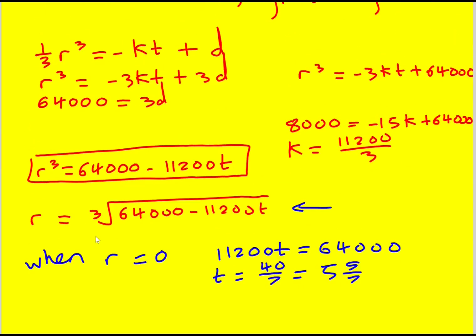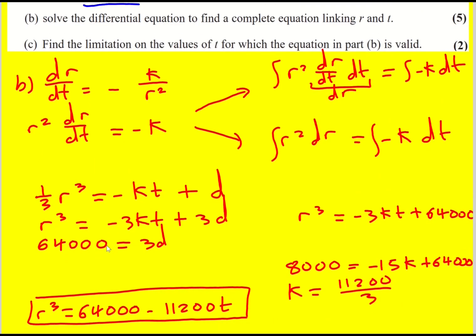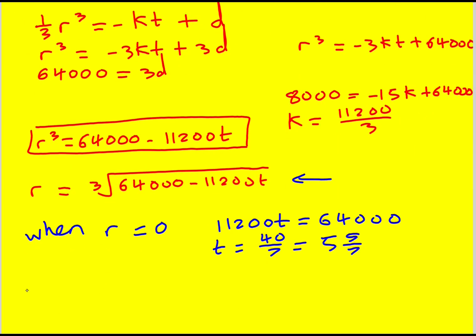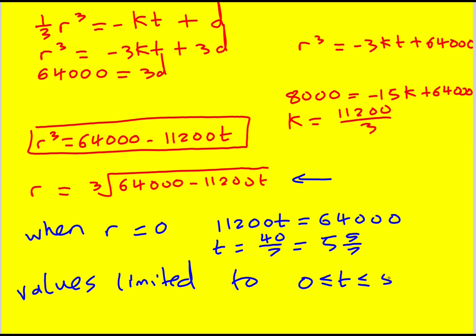So what was it? What did it say? Model, find the limitation of values. So values limited to 0 less than or equal to t less than or equal to 5 and 5 over 7. To be honest, that's the one the mark scheme's looking for. It's less bothered about the 0, but I'm going to write for completeness that as our final answer.